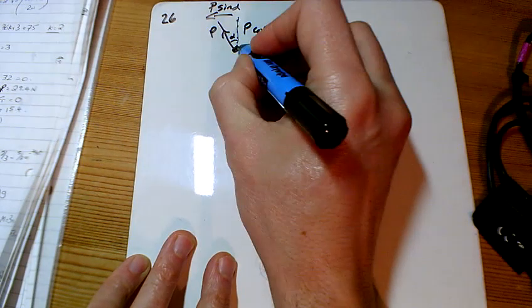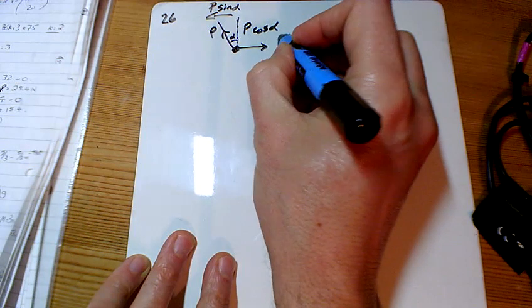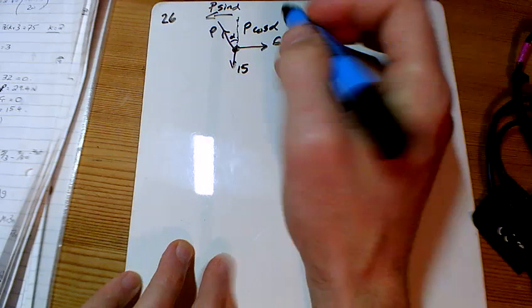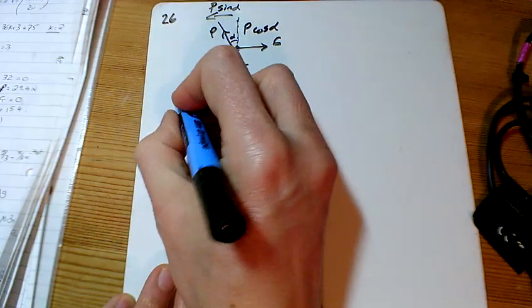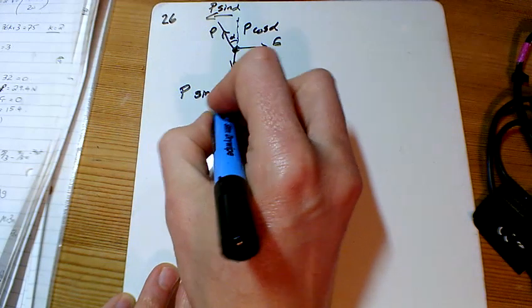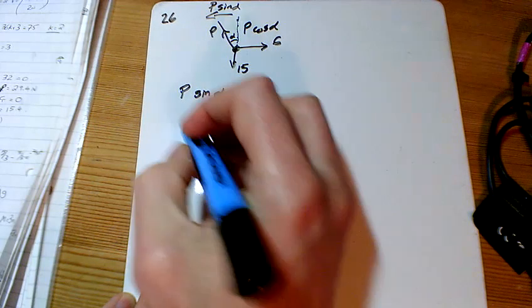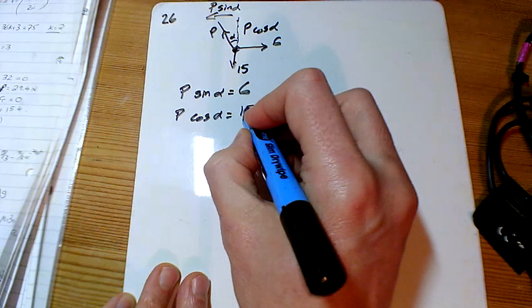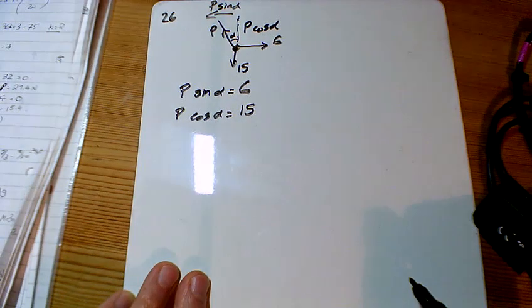Now we've also got a force here pulling to the right with 6 and down with 15. And if it's in equilibrium, these must all be equal to each other. So we must have P sine alpha equals 6 and P cos alpha must equal 15. We're asked to find out what alpha is.